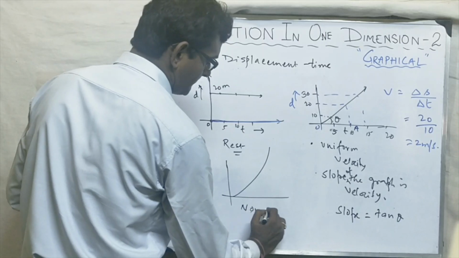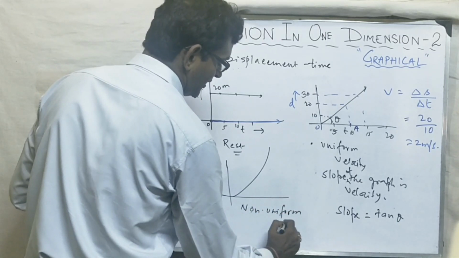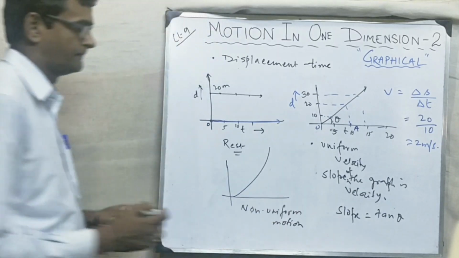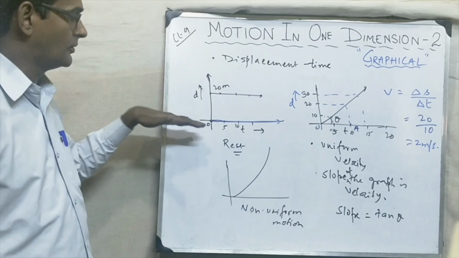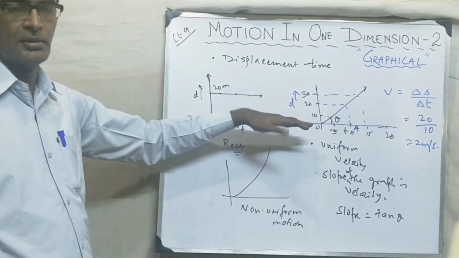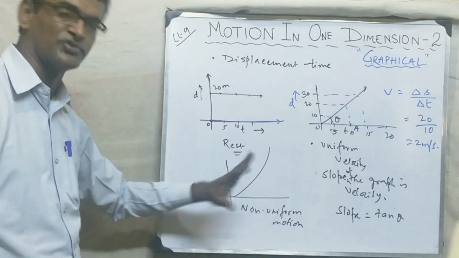Non-uniform motion means the body is moving, obviously moving. When will I say the body is not moving? When the graph is parallel to the time axis. But if the graph is not parallel to the time axis, it means there is some type of motion.